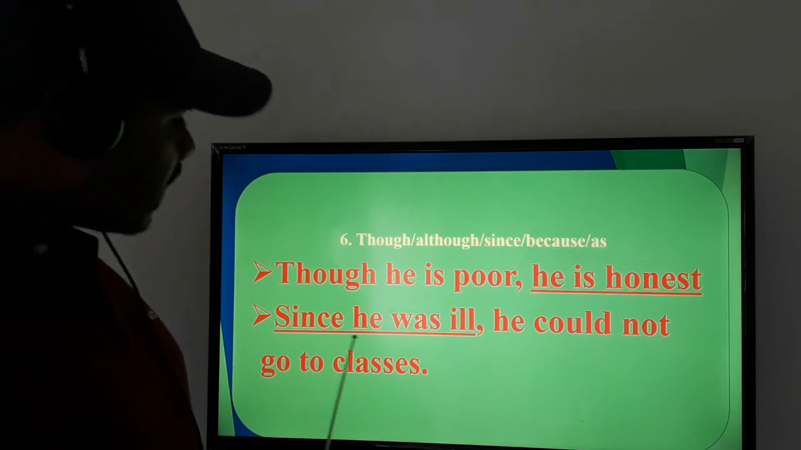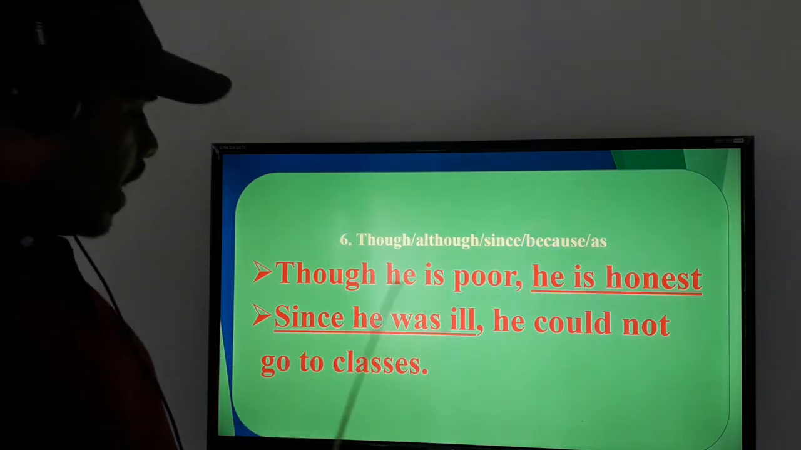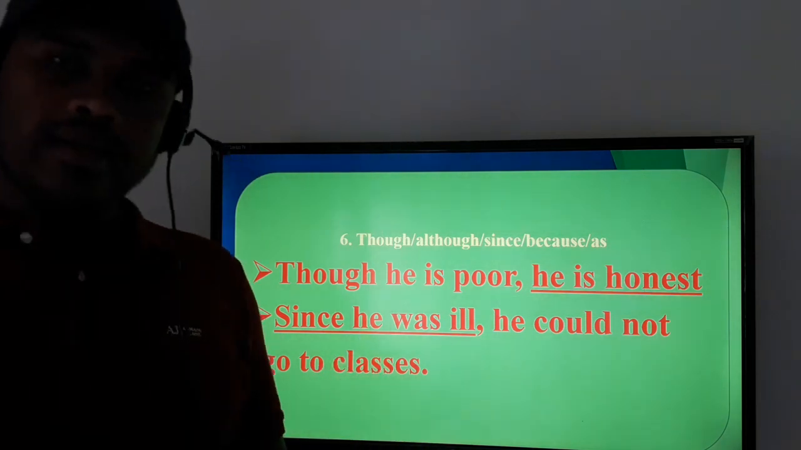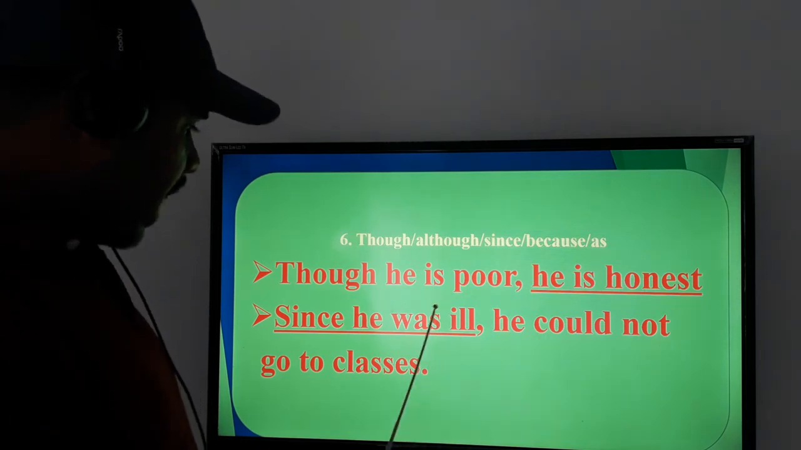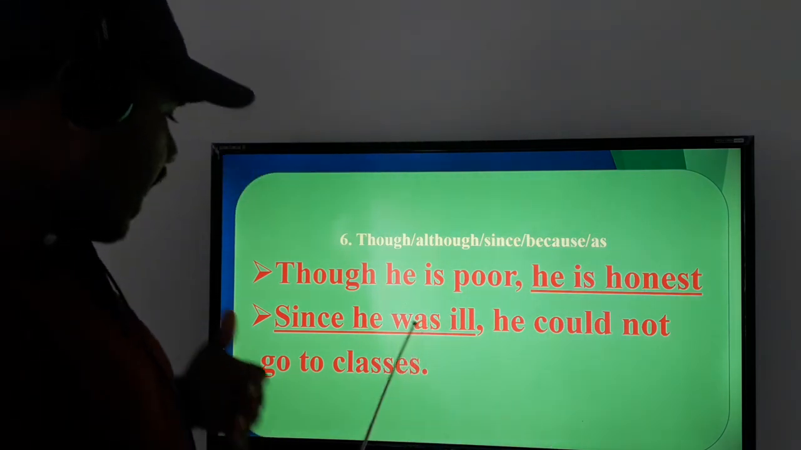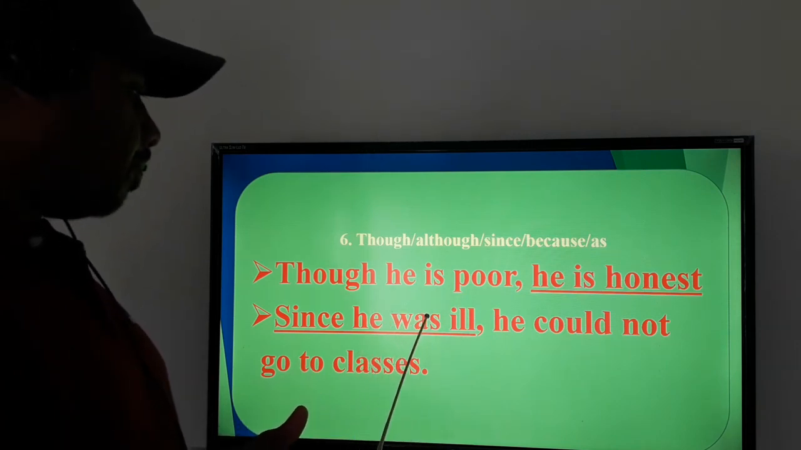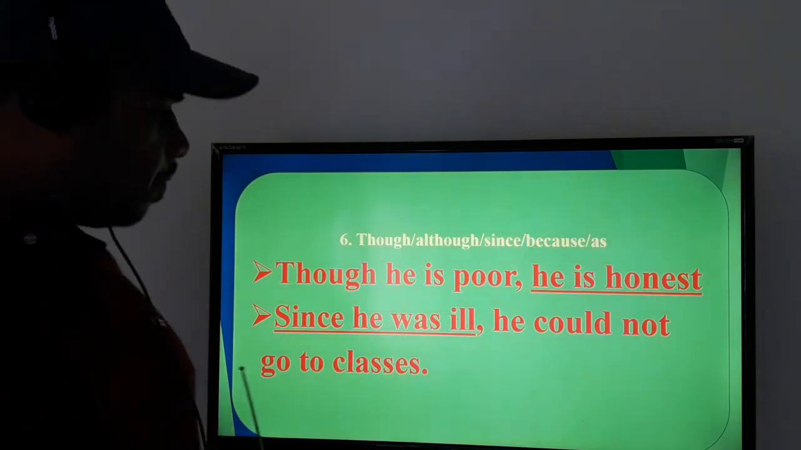And since, as, or because, that is reason. Since he was ill, have a look. Since he was ill, all right, he could not go to classes. And once again, that is in past tense and we have to use could. So, as he was ill, we can say, as he was ill, he could not go to classes.